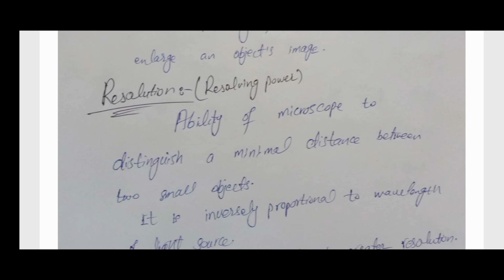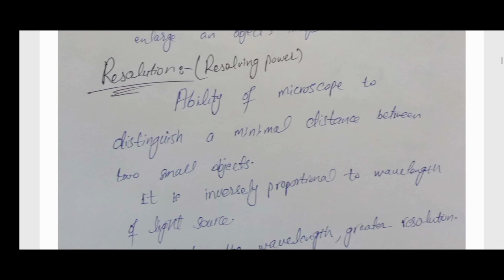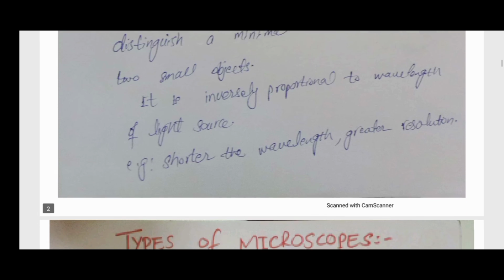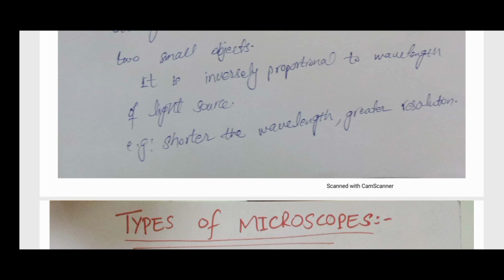Next is resolution, or resolving power. Resolving power is the capability of a microscope to distinguish a minimal distance, a very small distance, between two small objects. Resolving power is inversely proportional to the wavelength of the light source. For example, the shorter the wavelength, the greater the resolution. The longer the wavelength, the lower the resolution.